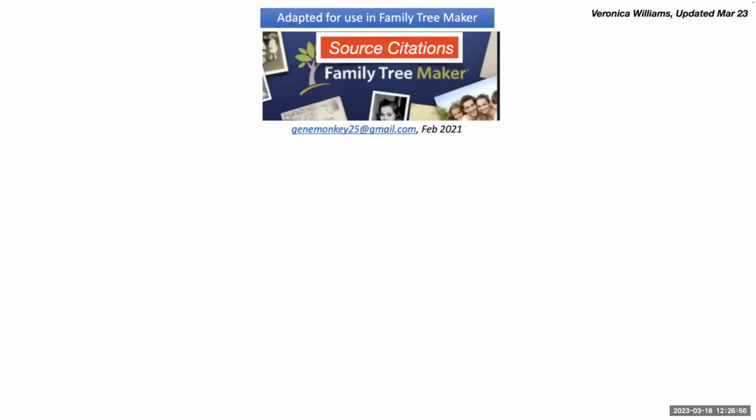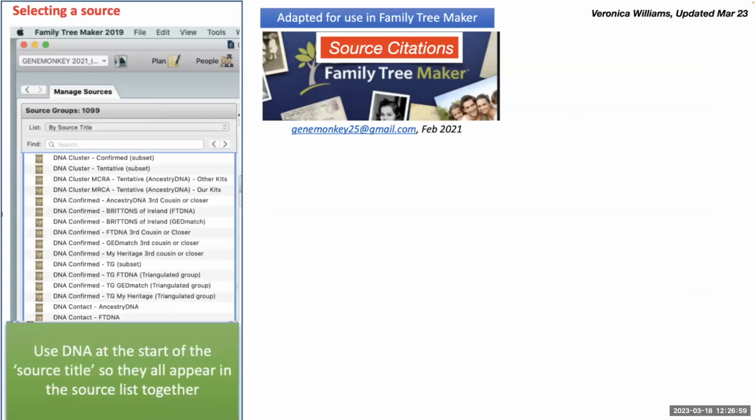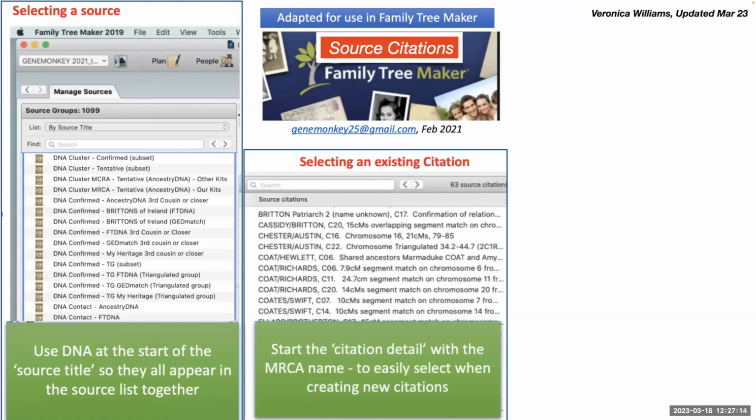So in terms of the way I develop the source citations, I've put the type of citation at the front. I always start with DNA, and that's mainly so they appear in my source list in alphabetical order. Then I add in the citation detail area the MRCA name or couple, followed by a segment if I've got one, so that when I come along and find someone else who matches on chromosome 6 or whatever for Coat Richards, I can just amend that citation.